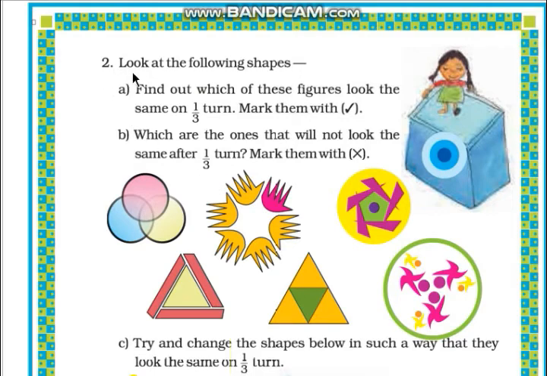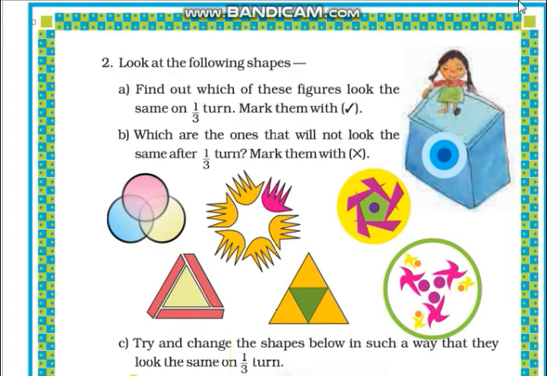Here question number 2 is, look at the following shapes. All these shapes, 1 2 3 4 5 6 7, there are 7 shapes. So look at all the shapes. Now we find out which of these figures look the same on 1/3 turn. Mark them with the correct sign. Then B, which are the ones that will not look the same after 1/3 turn? Mark them with a cross, that means wrong sign. So let us see.